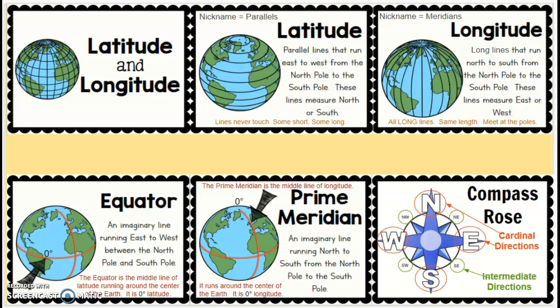The equator is a special line of latitude. This one is 0 degrees, and it is the centermost line of latitude around the Earth. It's an imaginary line that we pretend cuts the Earth in half. The top half is the northern hemisphere, and the bottom half is the southern hemisphere.